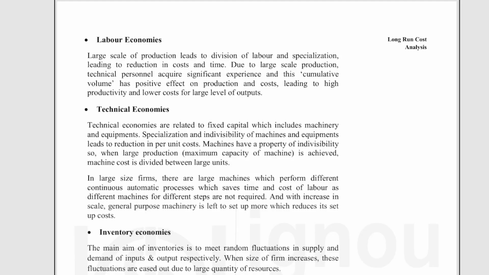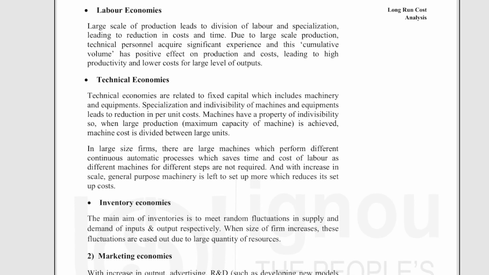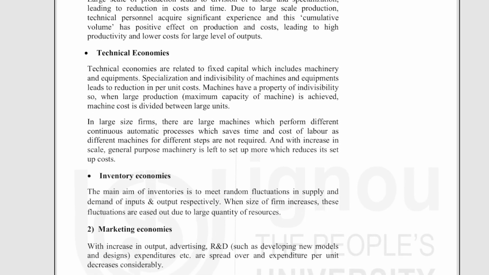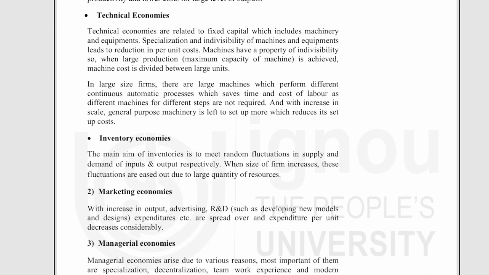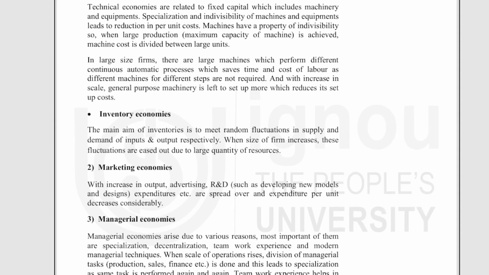And next is technical economies. Technical economies are related to fixed capital, which includes machinery and equipment. So specialization and indivisibility of machines and equipment lead to a reduction in per unit cost, and machines have a property of indivisibility. So when large production is achieved, machine cost is divided between large units.